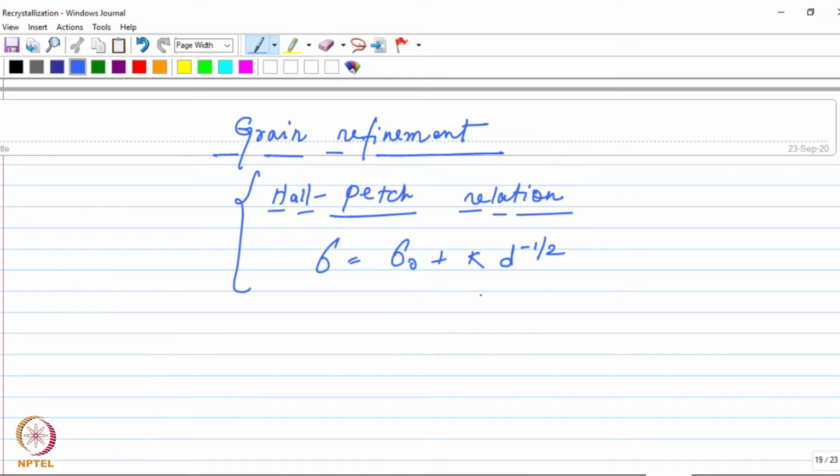So while talking about those mechanisms, we will in fact prove this equation, we will deduce this as we go on discussing the mechanisms of grain refinement strengthening, okay? But before that, let us define the different parameters that we have in this particular equation. So here sigma is the yield strength of the material.